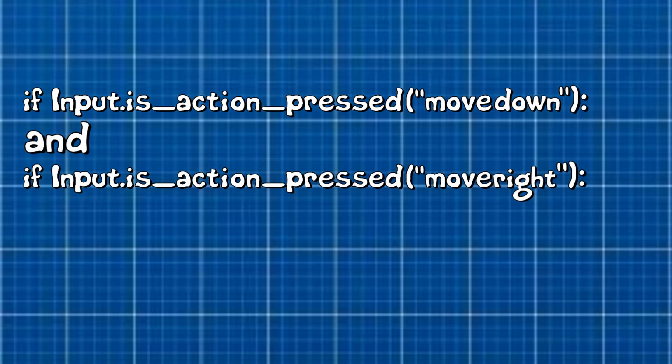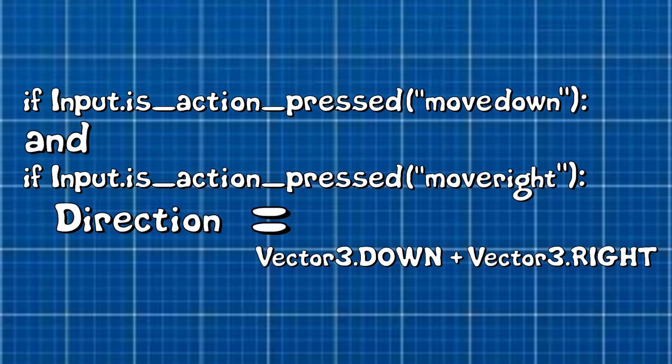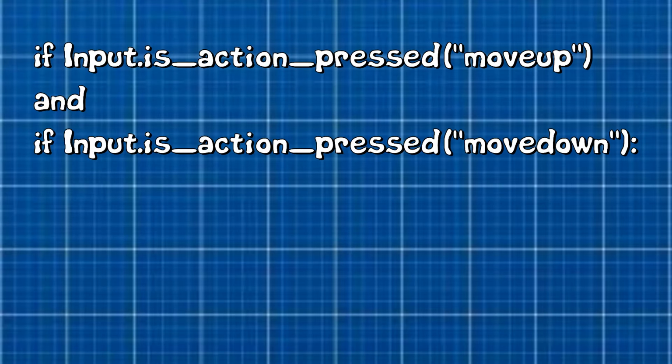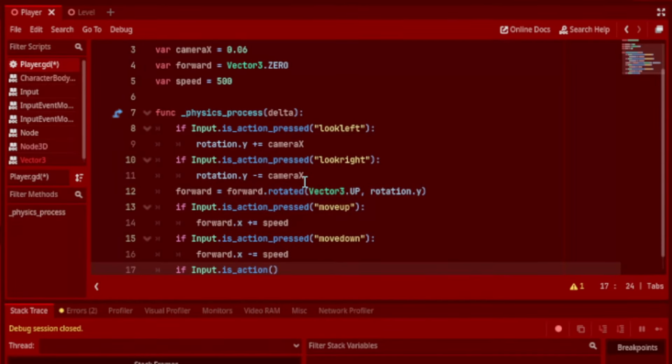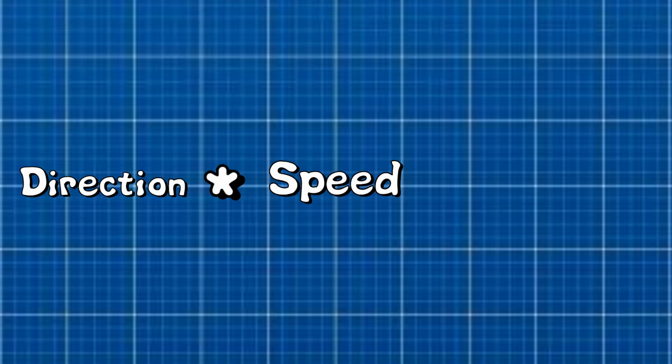For example, if the player is pressing both down and right, we set the direction to 0, 0, -1 plus 1, 0, 0. Remember that adding two vectors will give you their bisector. If the player is pressing opposite directions, we just set the direction of that axis to be 0. It's not a very optimized way to do it, but it's versatile and straightforward enough. After that, we multiply the player's direction by their speed, which we can do thanks to the distributive property of multiplication, and apply that as the player's velocity.